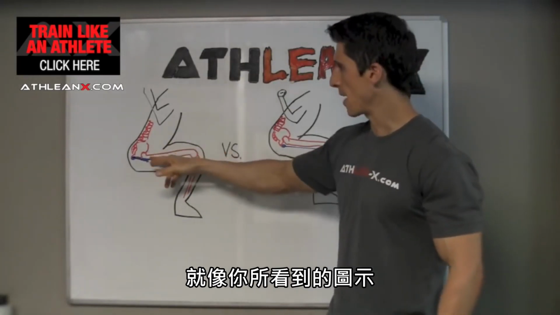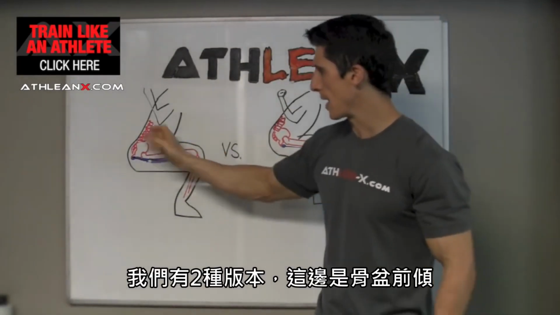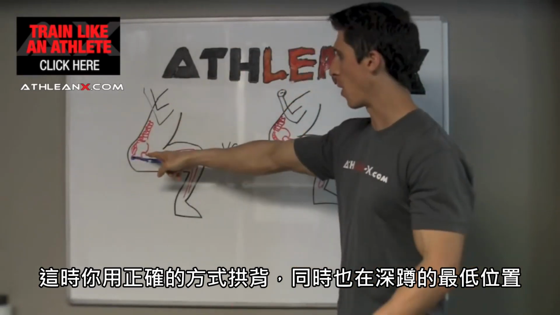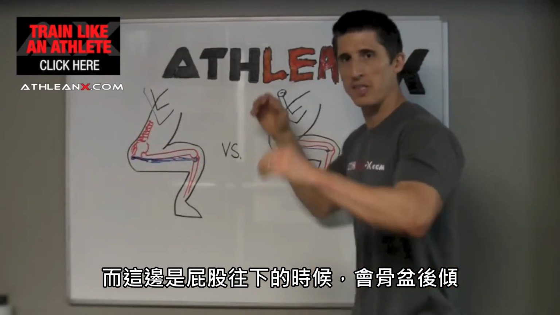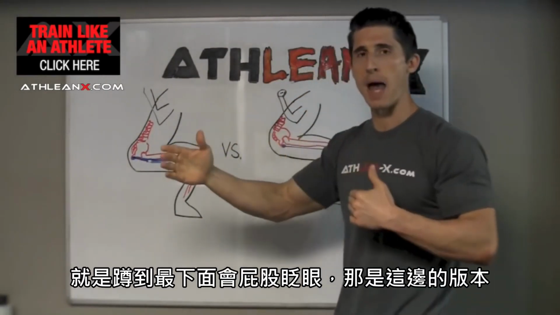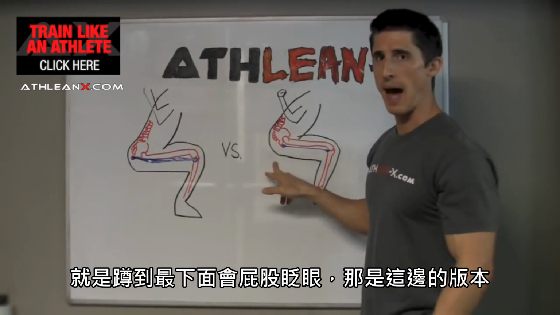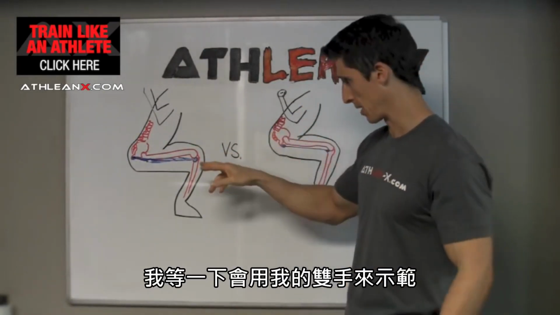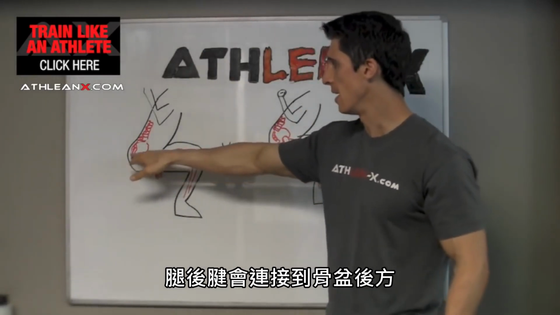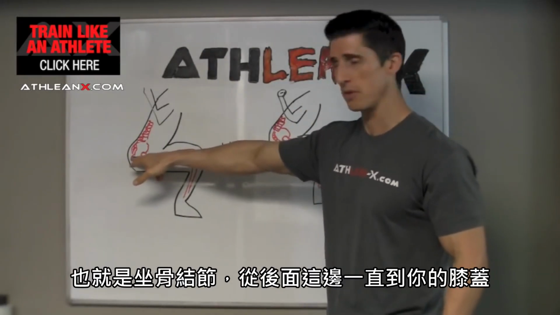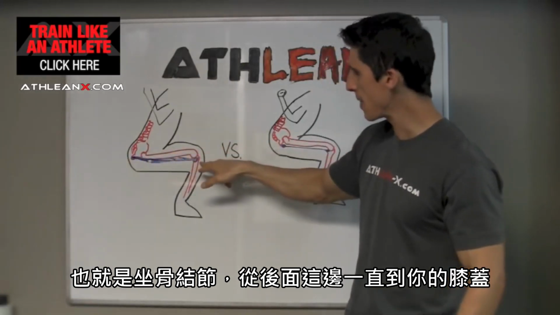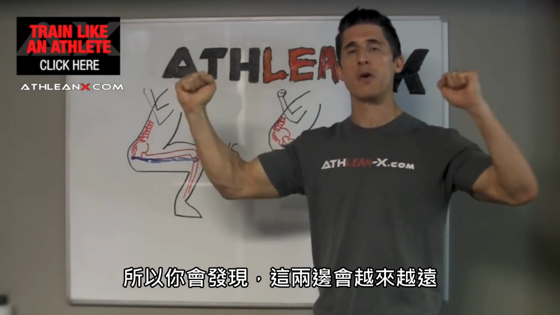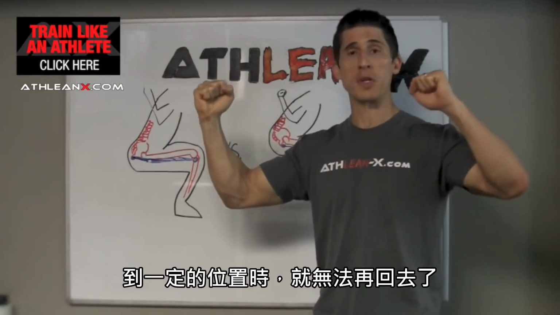So, as you see on this diagram here, we've got two versions. We've got an anterior tilt, where you've got your proper arch in your back at the bottom of the squat, and then you've got your posterior tilt, where your butt curls under at the bottom of the wink here on this side. The main difference here is the attachment of the hamstrings. I'm going to show you here with my hands in one second. The hamstrings will attach to the back of your pelvis here, the ischial tuberosity way back here, and then up around your knee. So you can see that if those two points get farther and farther away, at some point there's a point of no return.